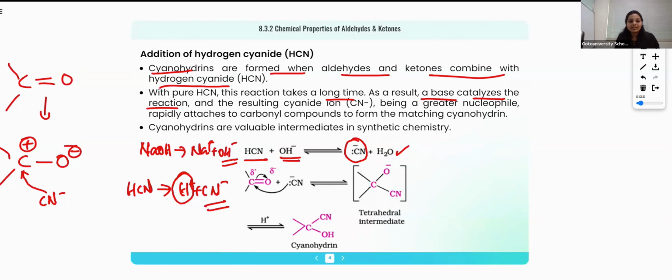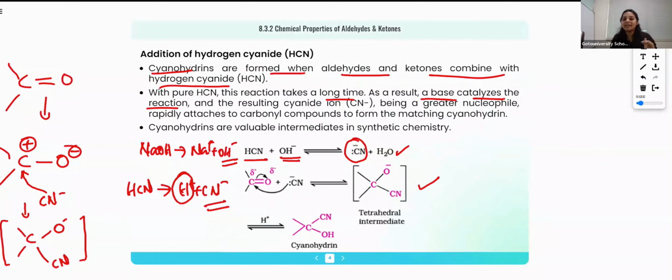So what is the product you are getting? See, I will write here. Carbon and the two groups are already there, and this oxygen has a negative charge and the CN group is connected. This is an intermediate for this reaction, a tetrahedral intermediate. Why is it tetrahedral? Because carbon is connected to four groups, so they will arrange in a tetrahedral manner. What is tetrahedral? One will be at the middle, one at the top, and three will be at the bottom. That is called a tetrahedral arrangement. So this is a tetrahedral intermediate.